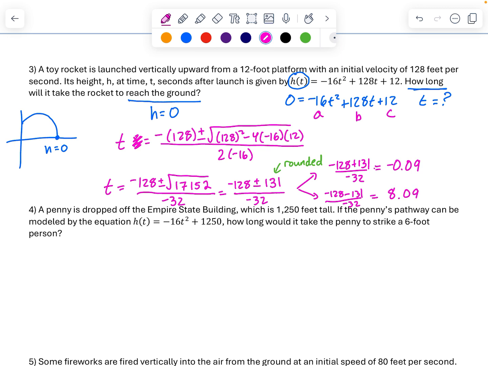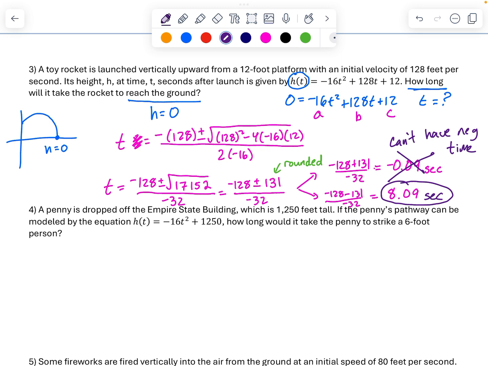So does it make sense to have negative 0.09 seconds? It really doesn't. So because that is negative, we ignore it. So you can't have a negative time. But the 8.09, that is a time that works. So that is going to be how long it takes to reach the ground.